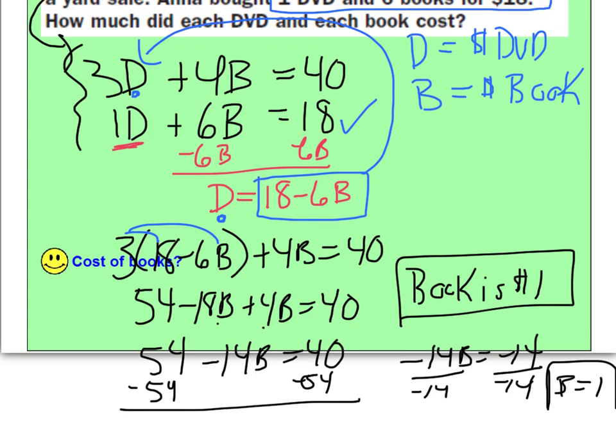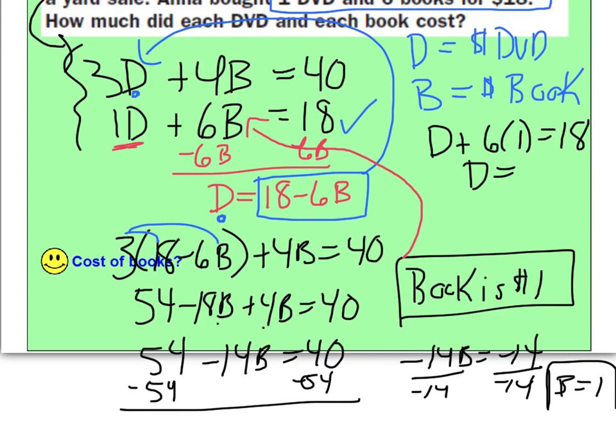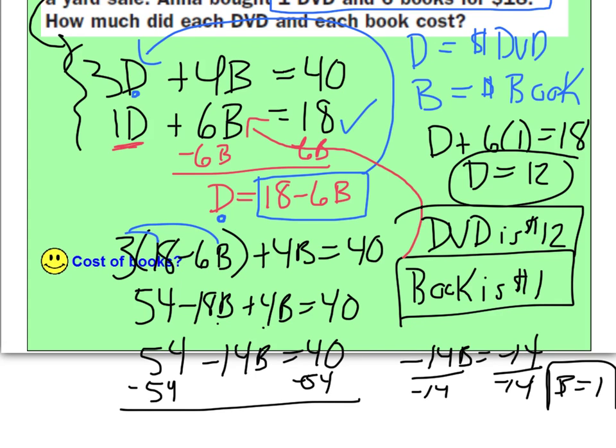Okay, how much are the DVDs? I'm going to take that book value. I'm actually going to put that right into the second equation. That looks easier to solve. So then I'll say D plus 6 times 1 equals 18. Subtract 6 from both sides. 18 minus 6 is going to be 12. There's our answer. The DVD is $12. And we're done.